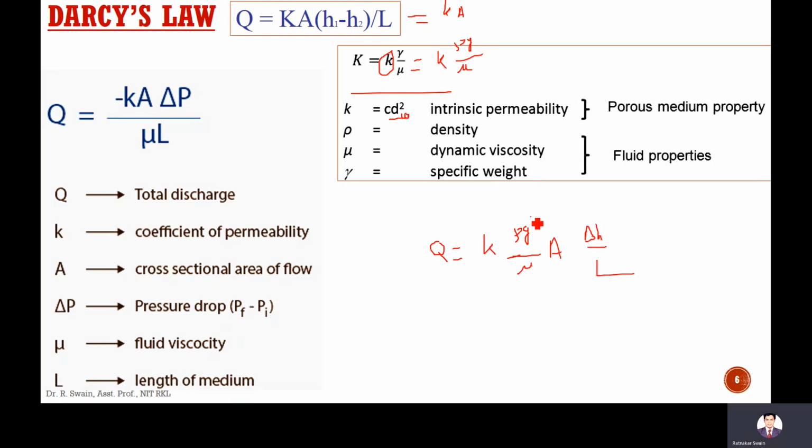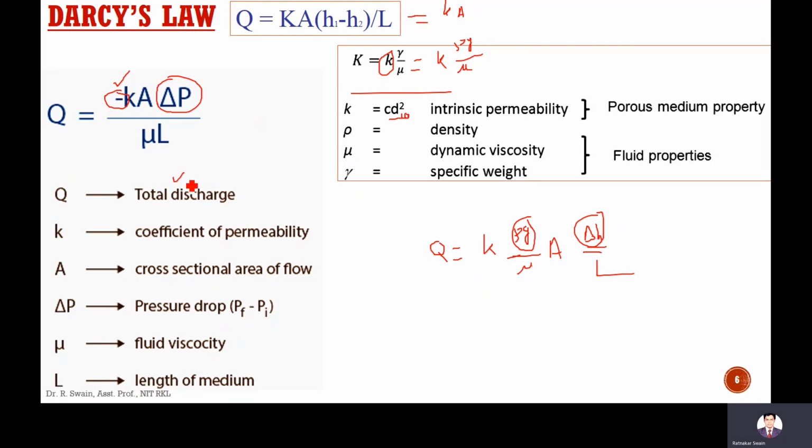Okay, so this rho g delta H is nothing but the pressure drop, delta P. Pressure drop divided by mu into A by L. So here Q = K A delta P divided by mu L. The negative sign refers to the change in pressure, a decrease in pressure. There is a decrease in pressure from inlet to outlet, so it is taken as negative. So Q = minus k A delta P divided by mu L.